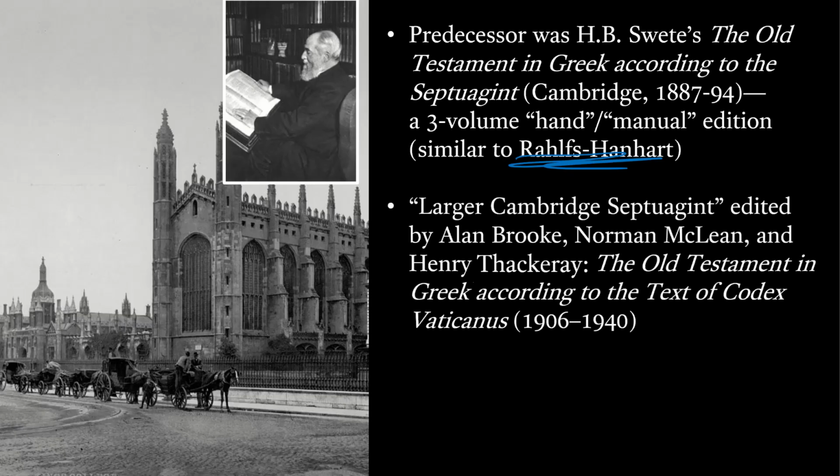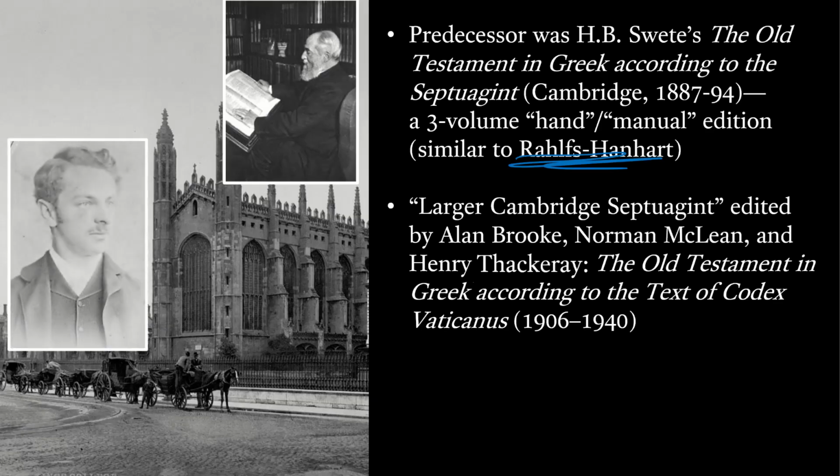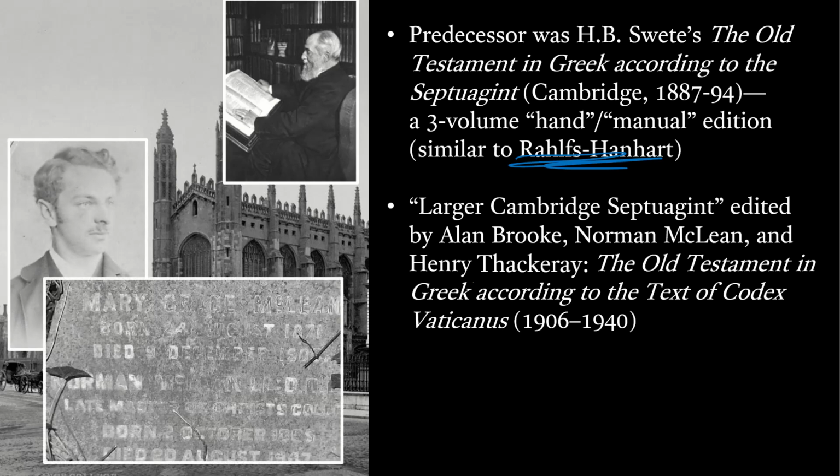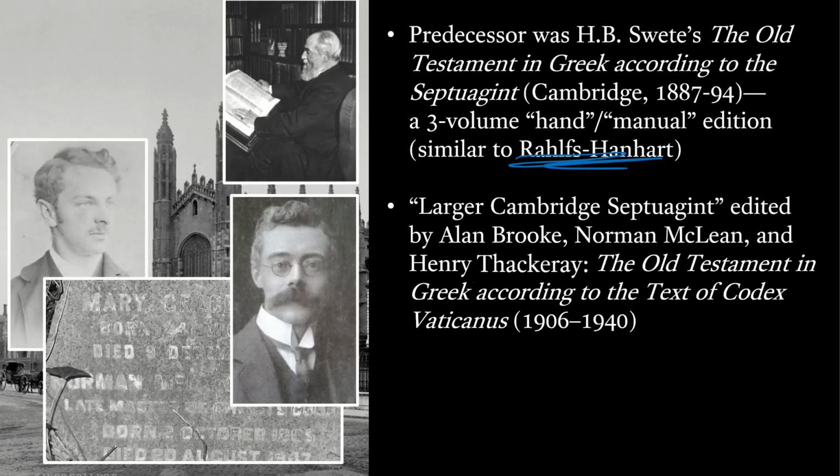The larger Cambridge Septuagint sort of picks up where Sweet left off, and it was edited by Alan Brooke. A little picture of him here. Norman McLean, couldn't find a picture of his face, but this is his gravestone. And Henry Thackeray, and it is named the Old Testament in Greek according to the text of Codex Vaticanus, and I find that to be quite interesting in some respects. This should have been the title of the Sweet edition, and the Sweet edition should have been the title of this one, but I digress.